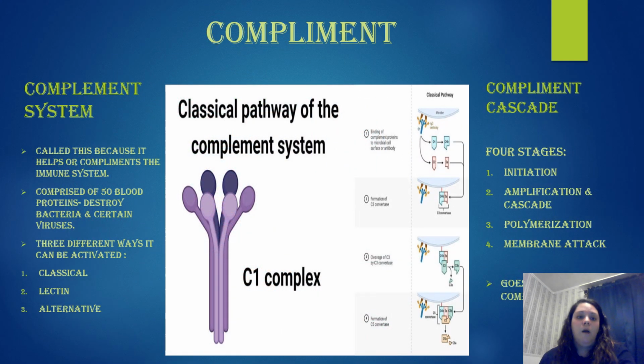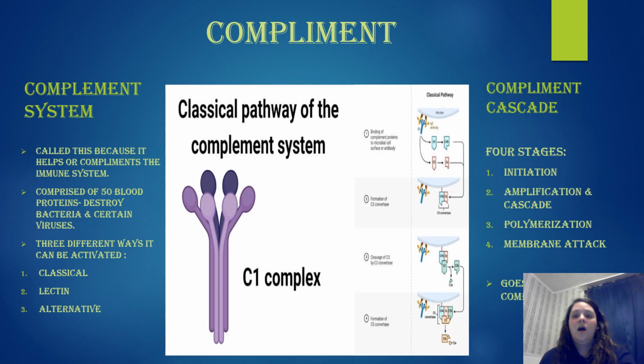Next, we're going to talk about complement. The complement system is called this because it helps or complements the immune system. It's comprised of 50 blood proteins that destroy bacteria and certain viruses. There are 3 different ways it can be activated, and that's through the classical system, the lectin system, or the alternative system. Right here in the middle, I have a picture showing you the classical pathway of the complement system with the C1 complex and all that.